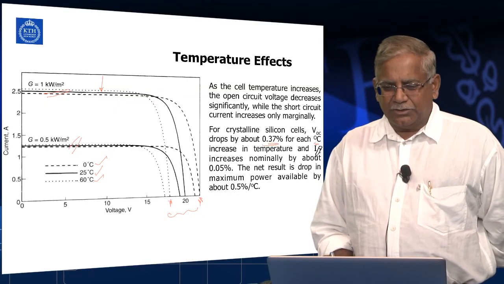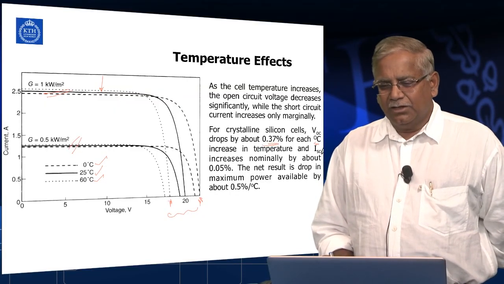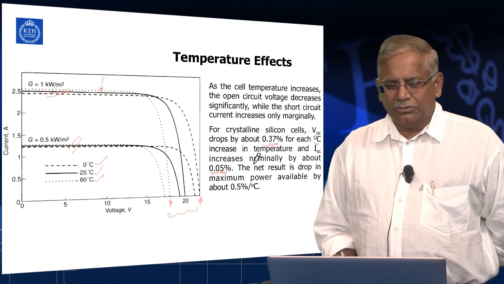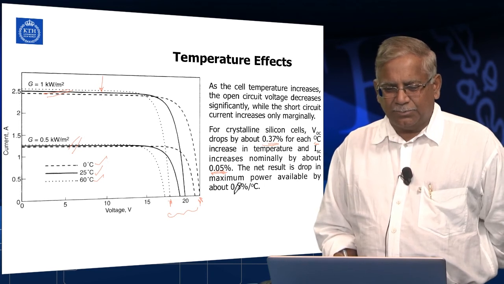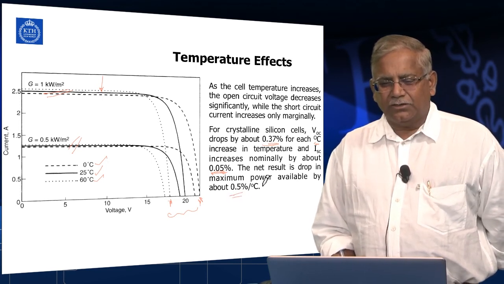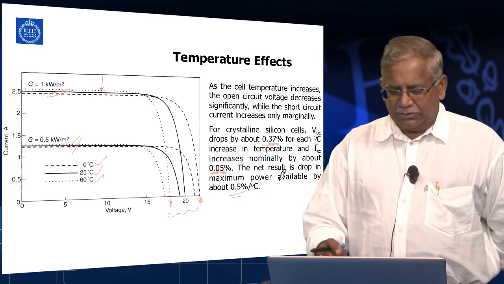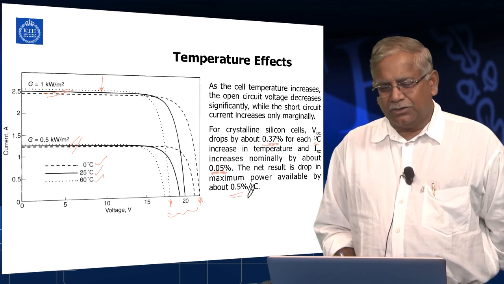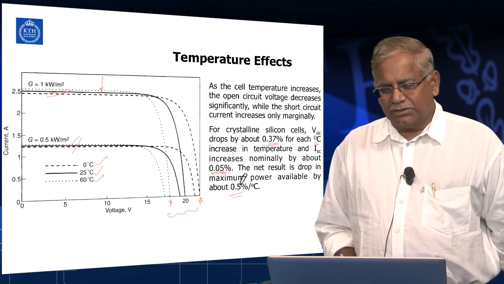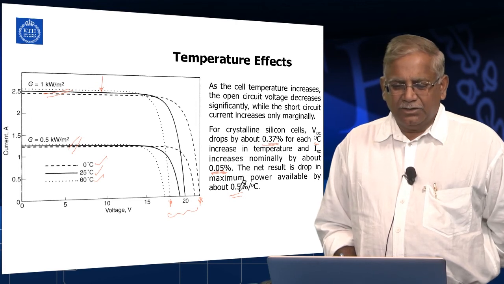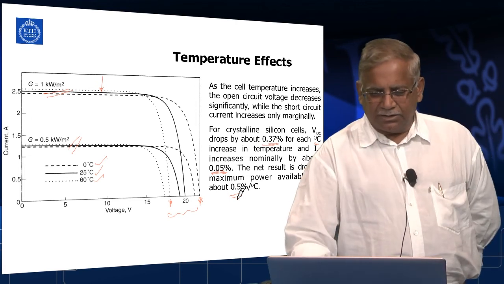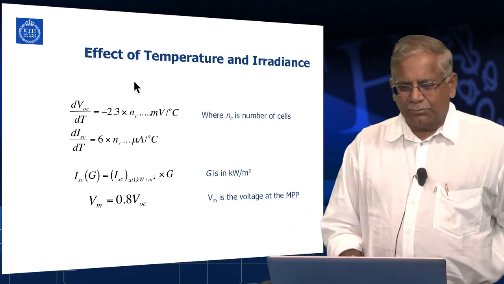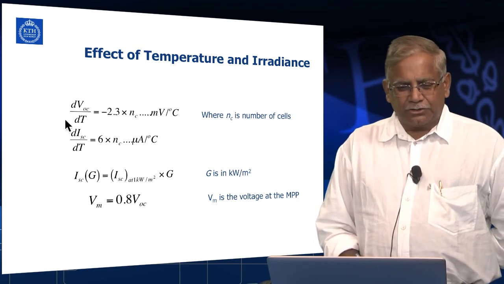So the increase in temperature in terms of the current is very little, less than 0.05%. So the net result in the drop in the maximum power is about 0.5% for each degree C. So that is what you expect. So then you can multiply that. So let's say you have a 20-degree difference, that is about 20 multiplied by 0.5, that's about 10% variation in the power, and you can put it in equation form.